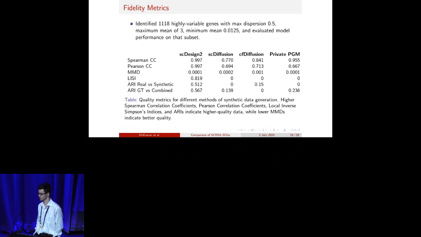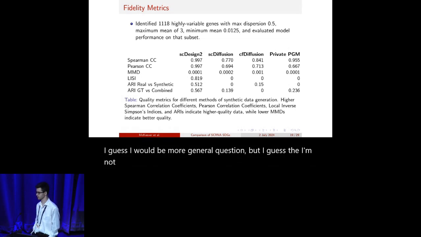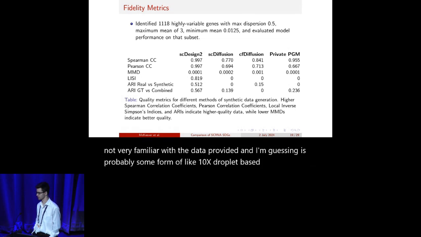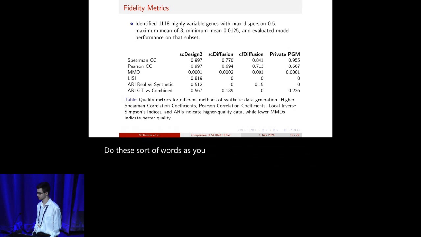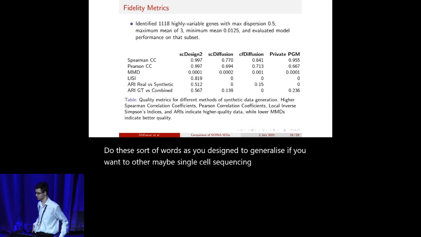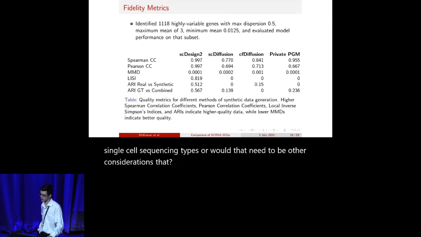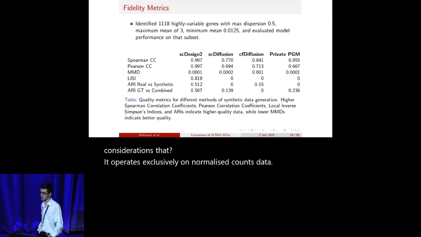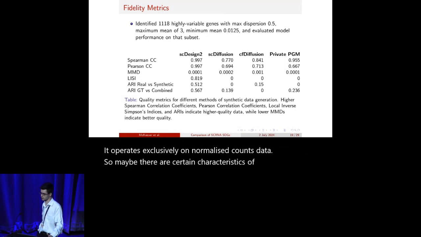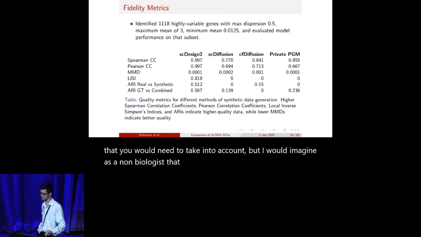Thank you for your talk. I have a more general question. I'm not very familiar with the data provided, but I'm guessing it's some form of 10x droplet-based sequencing. Would SC Design 2 generalize to other single cell sequencing types, or would there be other considerations we need to make? Well, it operates exclusively on normalized counts data. So maybe there are certain characteristics of the distribution that you would need to take into account, but I would imagine, as a non-biologist, that those wouldn't be too significant.